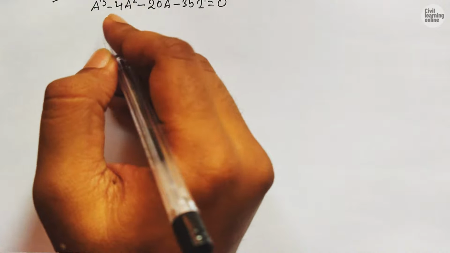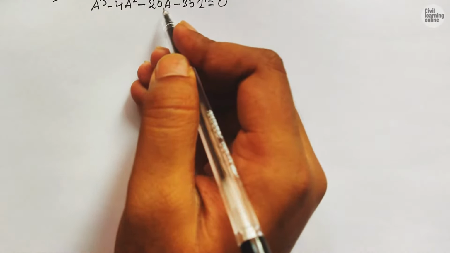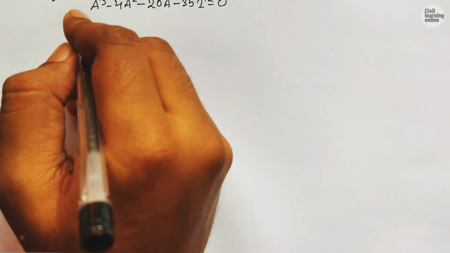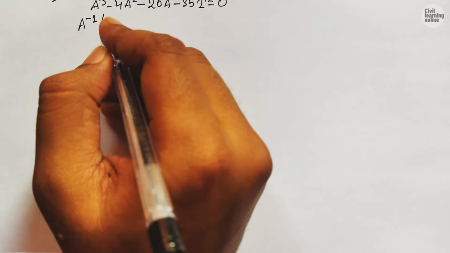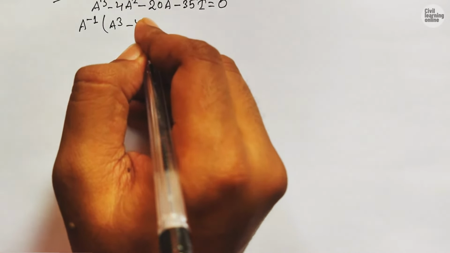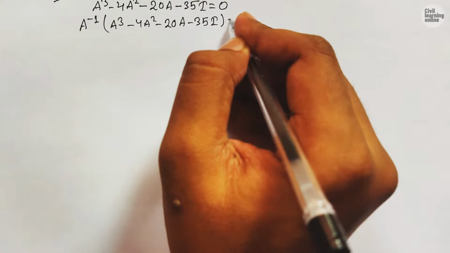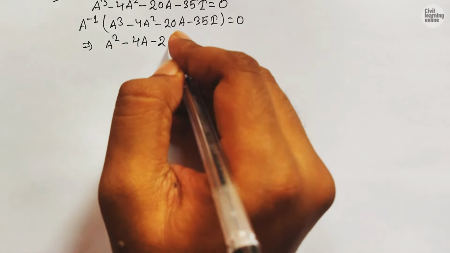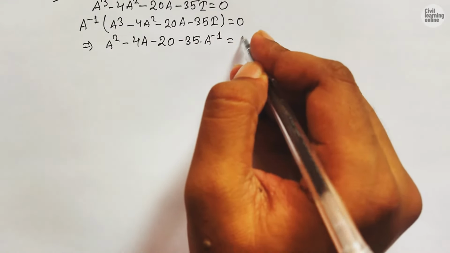So here we had got the polynomial expression A cube minus 4A square minus 20A minus 35I equals 0. In order to find A inverse, we have to multiply this polynomial expression with A inverse. On multiplying A cube minus 4A square minus 20A minus 35I equals 0 with A inverse, we will get A square minus 4A minus 20 minus 35 times A inverse equals 0.